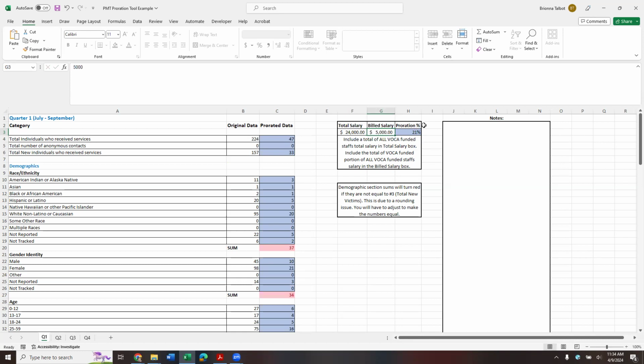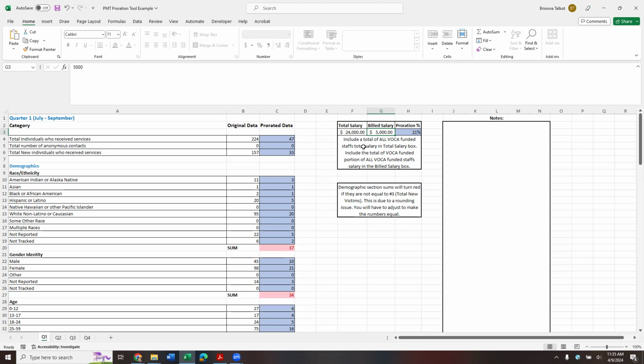Now it shows our proration percent is 21, and you might be thinking, okay, but that's a really small amount. But just a reminder, we are only wanting to report the amount of services and victims and information that is funded by VOCA. Your program may do tons of amazing things, and that's fabulous, but we're only reporting what was funded by VOCA. So if you have questions on that, get in contact with your analyst. Go back to the How to Prorate Reporting Data video, and it talks about it a little bit there, but that's the big thing to remember.